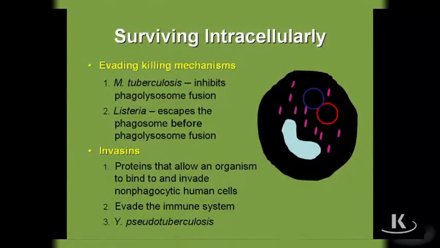Pretty good. Now, with TB and Listeria, we're talking about bacterial agents that get inside of phagocytic cells. And phagocytic cells are, of course, the cells that are designed to take up bacteria, process them, and either kill them or present them to T cells for killing. Invasins are actually proteins that allow non-phagocytic cells to take up bacteria. So now, if an organism has an invasin, like Yersinia pseudotuberculosis, it can stimulate non-phagocytic cells to take it up.